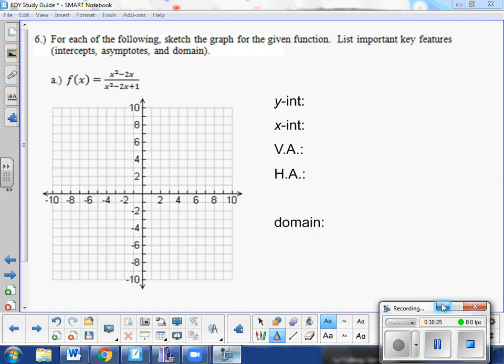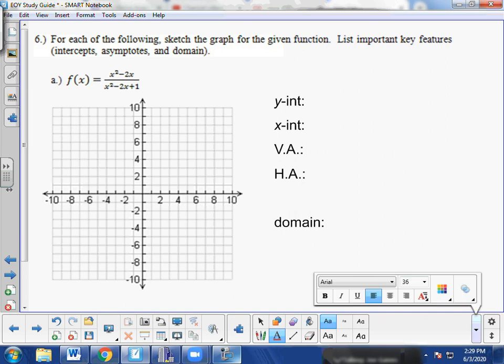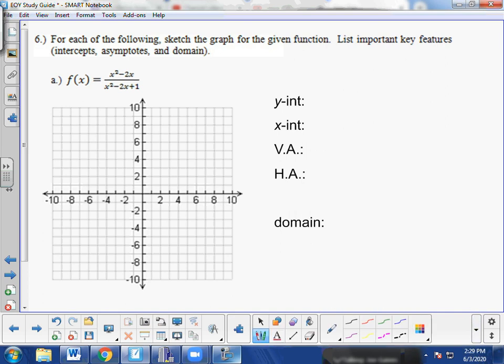So there in the directions, it does tell us to list important key features. The intercepts, the y-intercept and x-intercept, the asymptotes, could potentially be vertical asymptote or horizontal asymptote. Remember, we did not do slant asymptotes. And to list the domain of the function. So in order to get these, the first thing that we want to do is we want to completely factor the function. So if I factor the numerator, it factors into x and x minus 2. And if I factor the denominator, it factors into x minus 1 quantity squared.